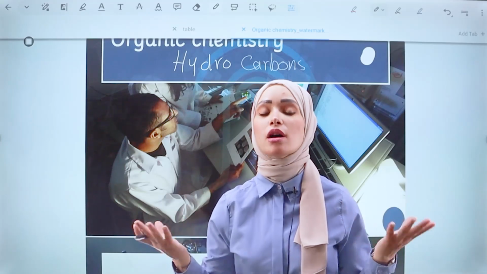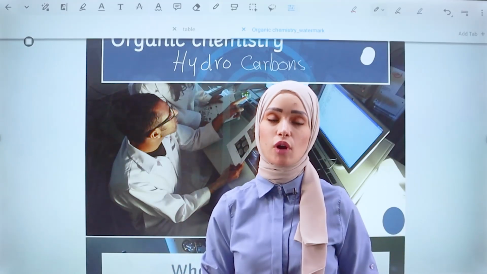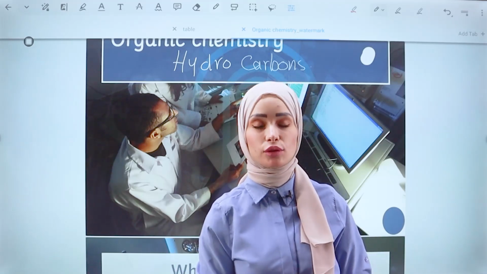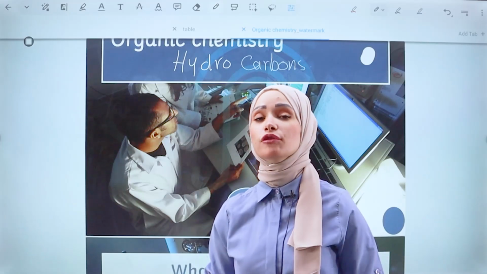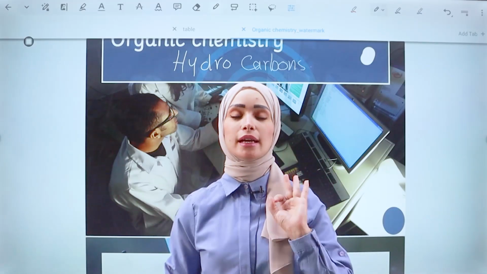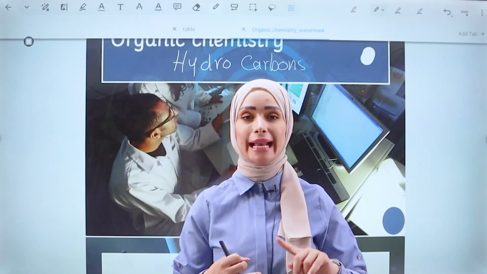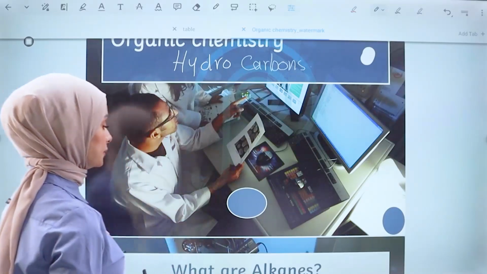So I'm talking about covalent compounds, because carbon and hydrogen form covalent bonds. And I'm talking about different types of hydrocarbons. In organic chemistry, you have to know the three main basic parts of the hydrocarbons, which are alkanes, alkenes, and alkynes. Let's start with the alkanes.